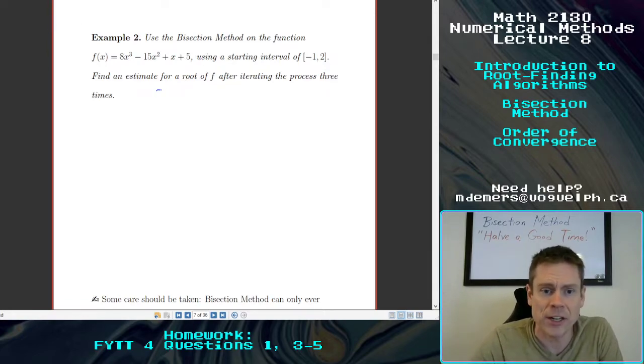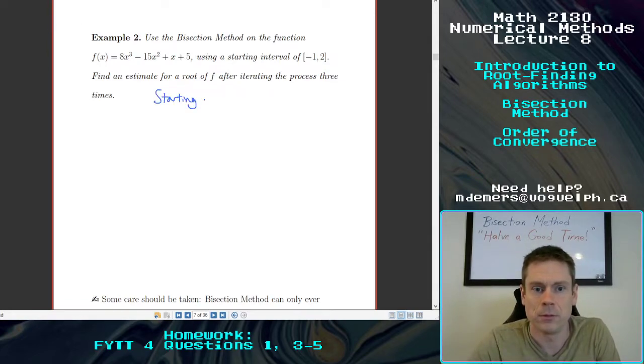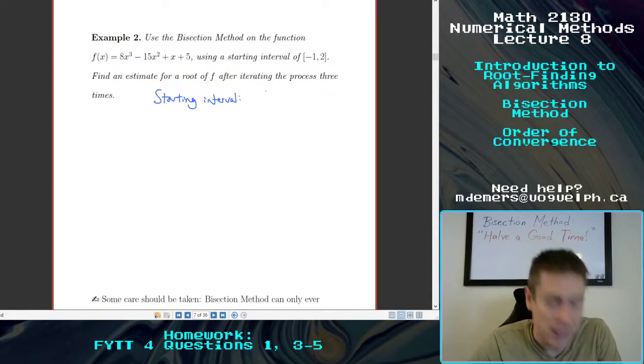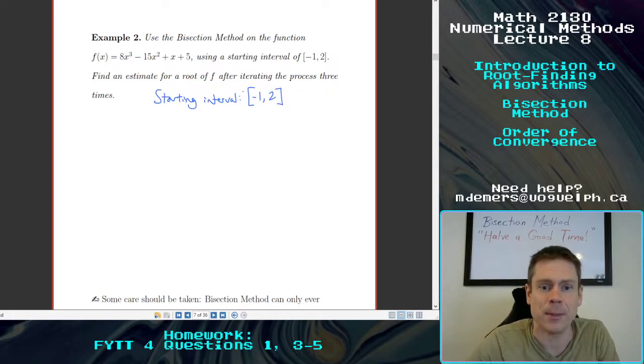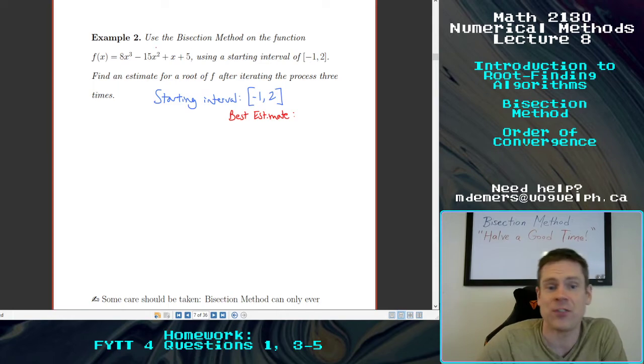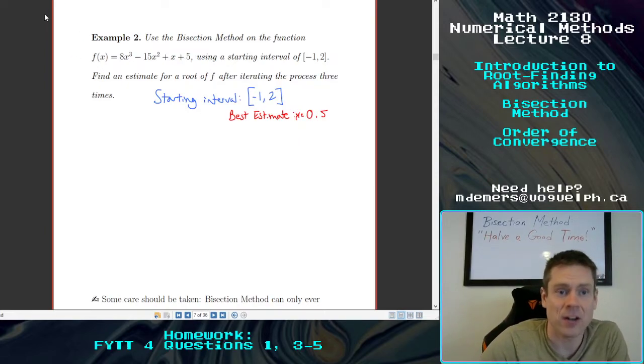So, starting interval. Our starting interval is -1 to 2. Our best estimate, right from the start without doing any work at all. You could test just fine that on one side and the other they're going to be on opposite signs. We'll see that in the first step here. Our best estimate is going to be halfway between the two, which is 0.5 for the x value. Okay, so let's start testing.